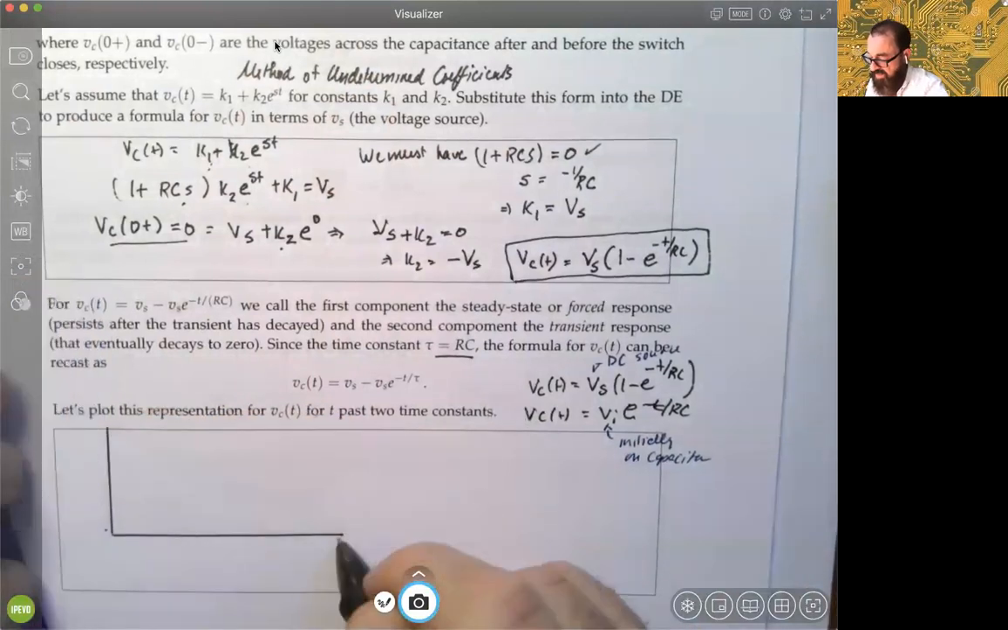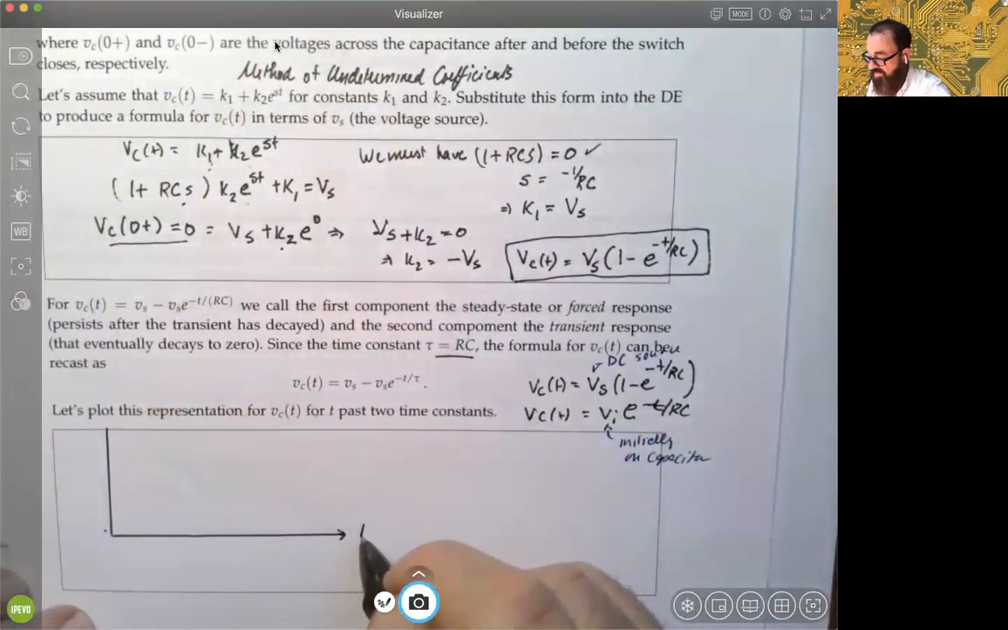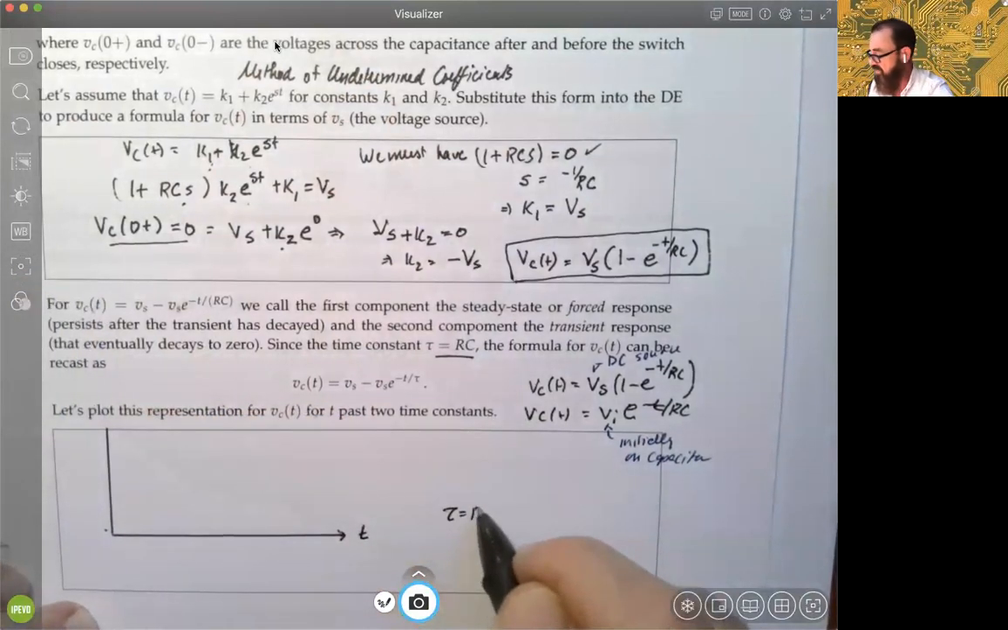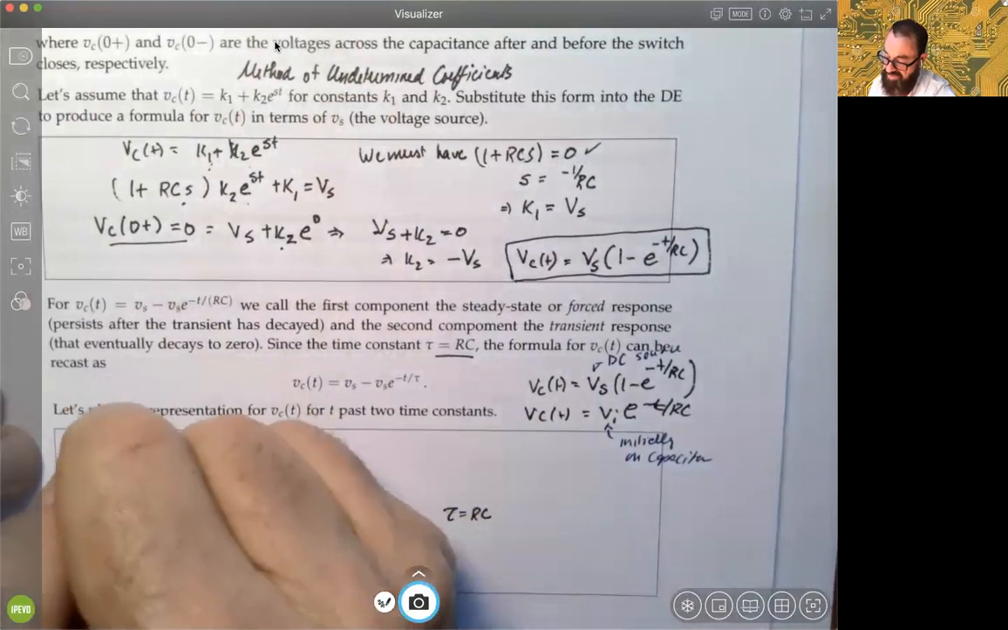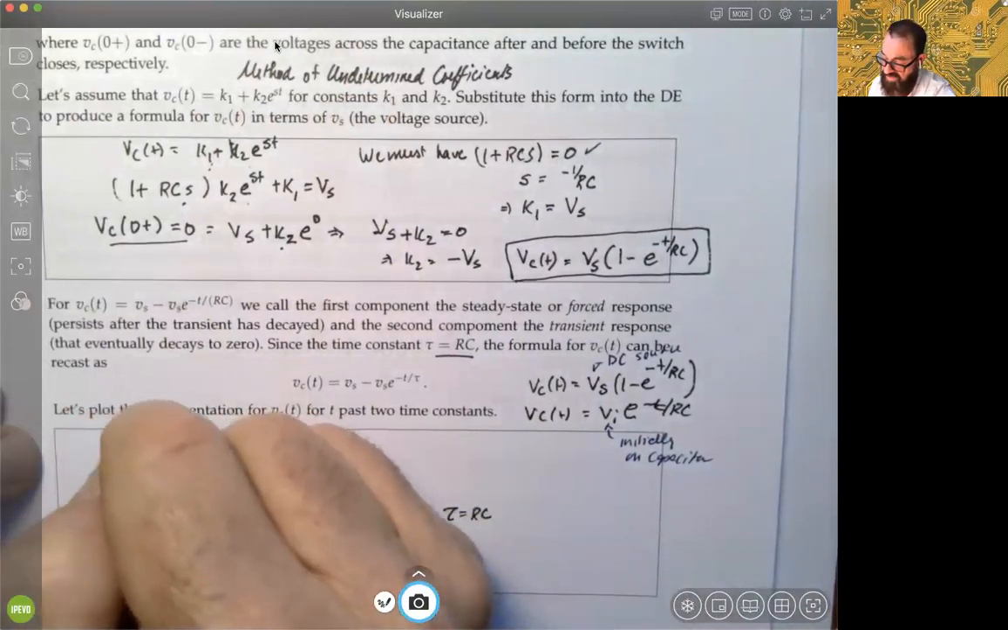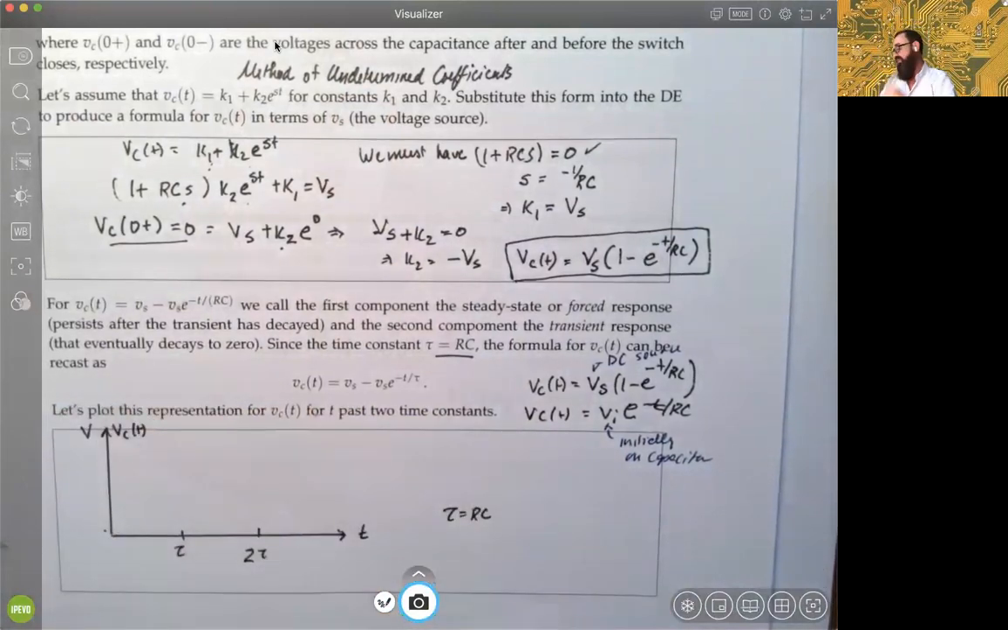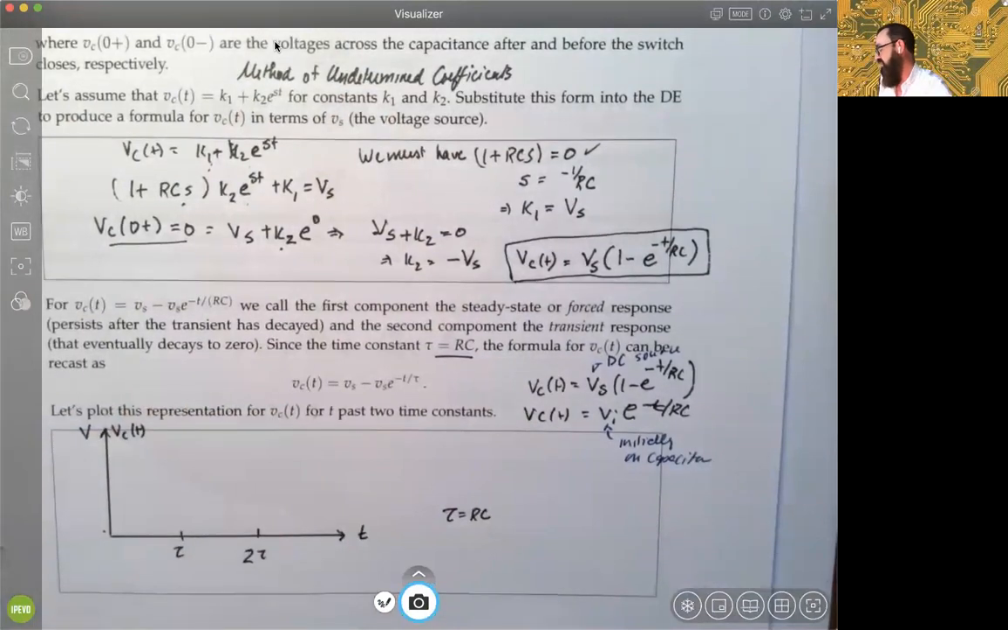Again, there's our time axis here at the bottom. Remember, time constant is RC, so we'll mark one time constant. We'll mark two time constants. We're drawing that same Vc of t idea, but for the voltage here. But this curve looks different, okay?